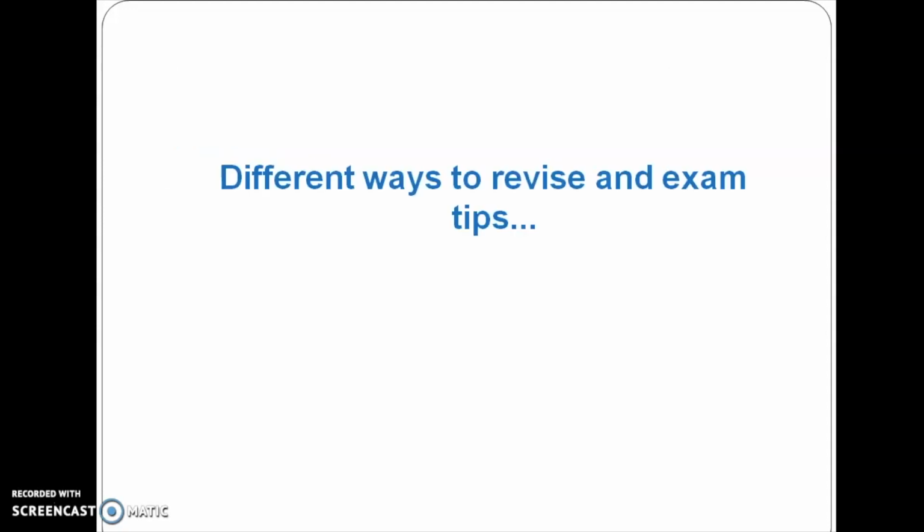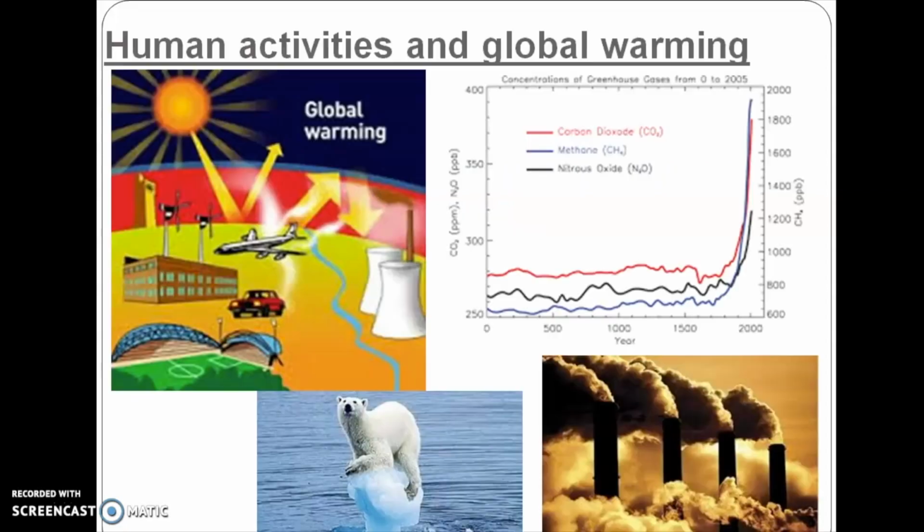So that's the 15-minute methods. Have a go at it, and hopefully you will find it useful when it comes to your revision. The next several slides, we're going to talk about different ways to revise and exam tips.